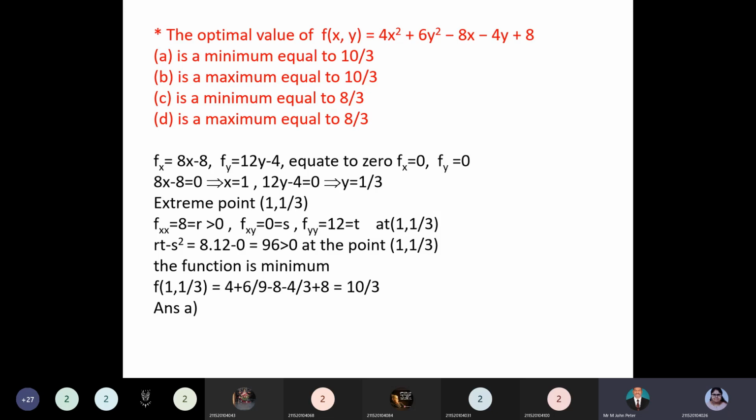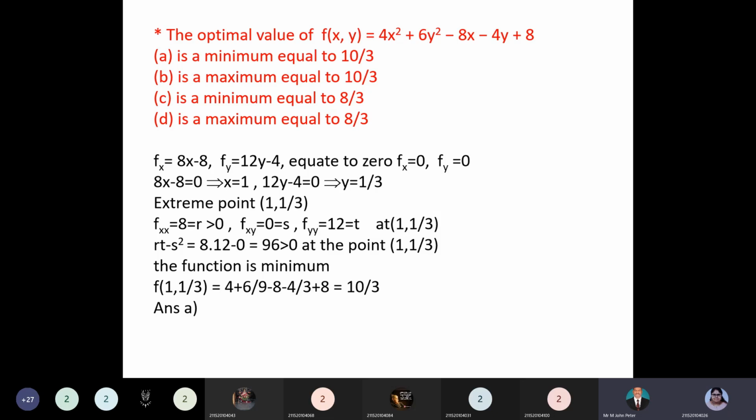So 4 plus 1 by 3, that is 6 by 9 minus 8 into 1 as a 8. So minus 4 by 3 plus 8. This is all there. So take LCM as 9 and simplify. Okay, we can make it as a 3 also. So that is 6 by 9, we can make it as 2 by 3, and LCM as 3 and simplify, we'll get 10 by 3.